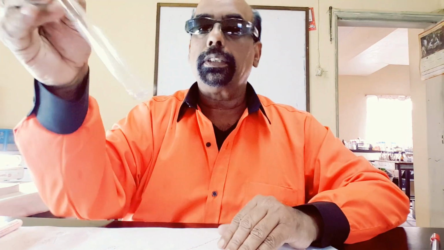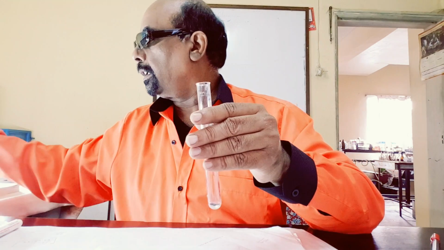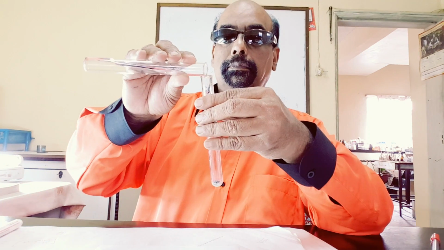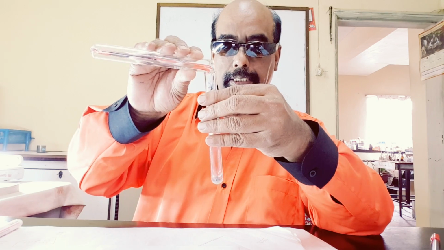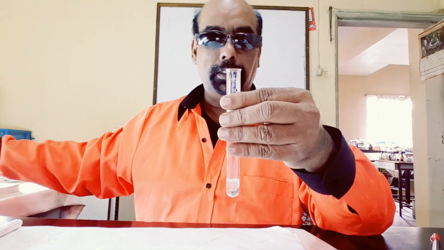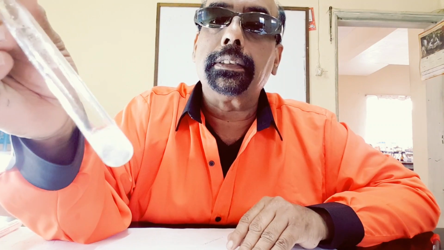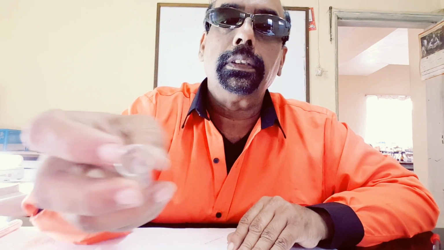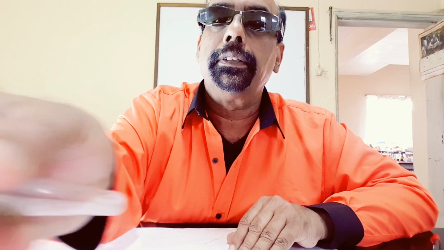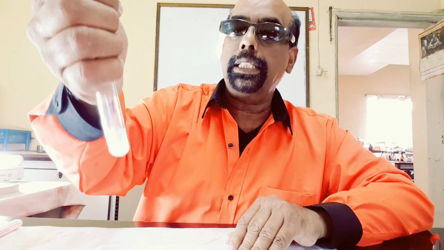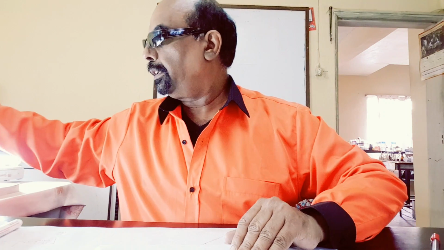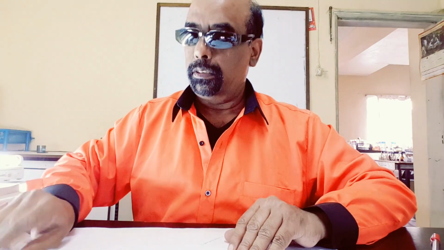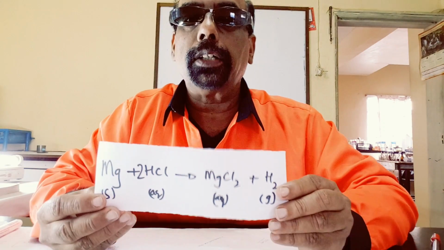So this tube contains magnesium. I place some acid. This is hydrochloric acid, a different acid. See the effervescence. A gas is evolved. Sound can be heard. If you test the gas, a pop sound will be heard. So magnesium reacts with hydrochloric acid to liberate hydrogen, a gas which burns with a pop sound.